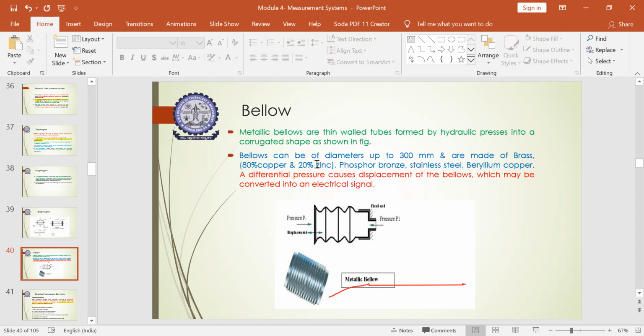So the constraint for bellows specification is that the diameter can be a maximum of 300 mm, and these are made of brass, which is a combination of 80% copper and 20% zinc. They could also be made of phosphor bronze, stainless steel, or beryllium copper. The main thing to understand is that a differential pressure causes displacement of the bellows, which may be converted into an electrical signal.